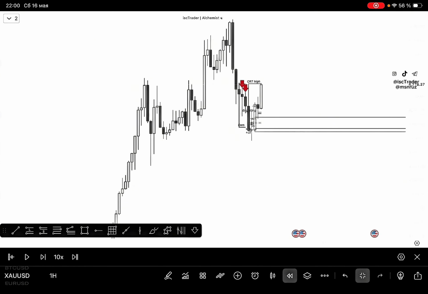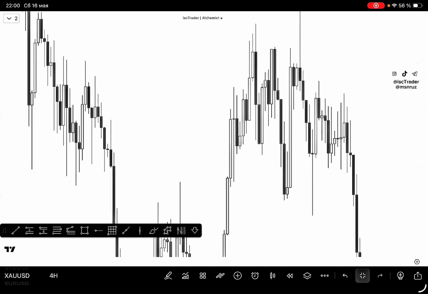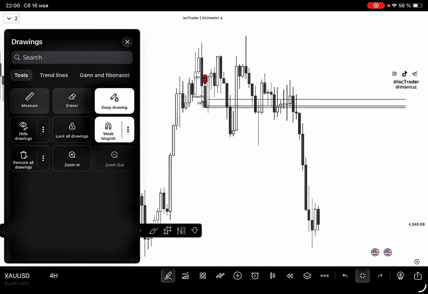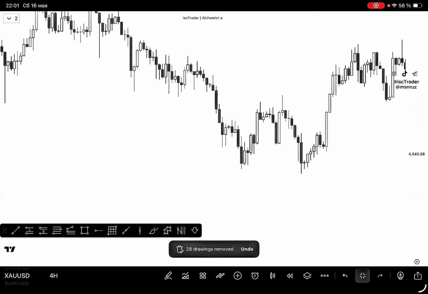On the 1 hour chart, such situations might rarely occur. Feel free to trade on the 1 hour time frame or trade on the 4 hour if you prefer. Okay. Let's look at the 4 hour.